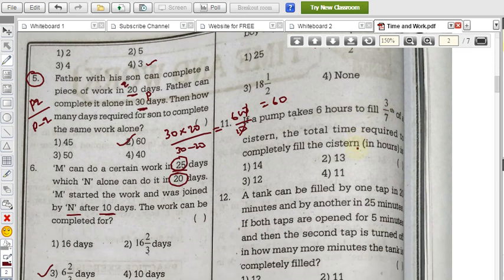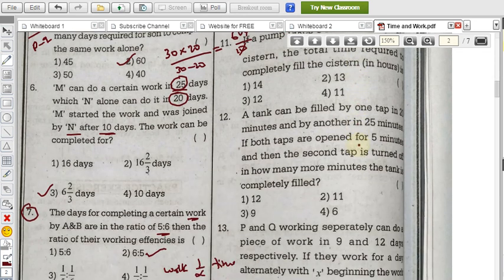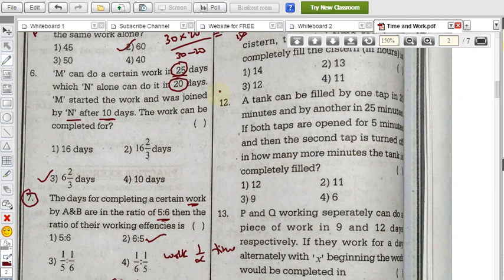Okay, I'll write the question and I'll show you. Question 12: A tank can be filled by one tap in 20 minutes and by another in 25 minutes. If both taps are opened for 5 minutes and then the second tap is turned off, in how many more minutes can the tank be completely filled?